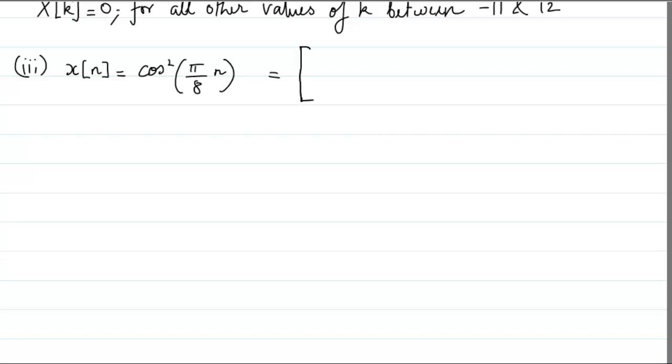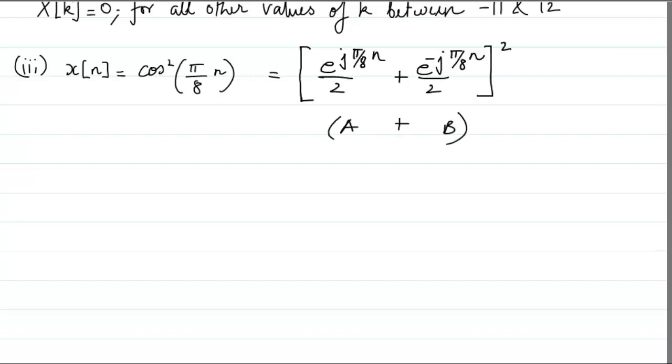So what is the Euler's relationship of this? E raised to power j pi by 8n divided by 2 plus e raised to power minus j pi by 8n divided by 2, the whole square. So considering this as a and this as b, a plus b the whole square, we all know is a square plus b square plus 2 times ab, correct?